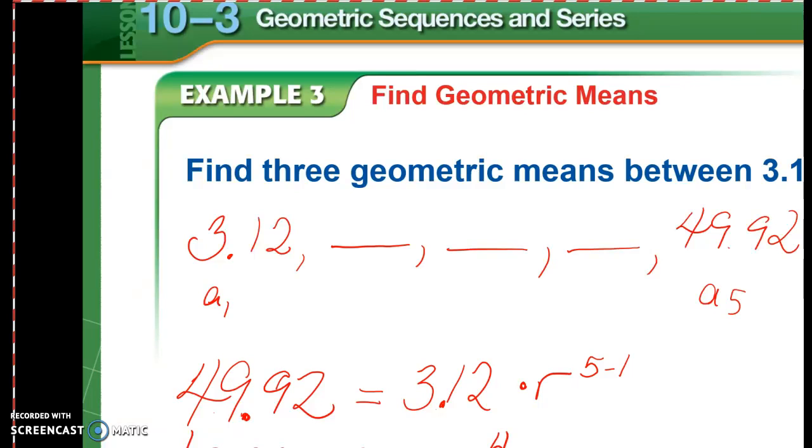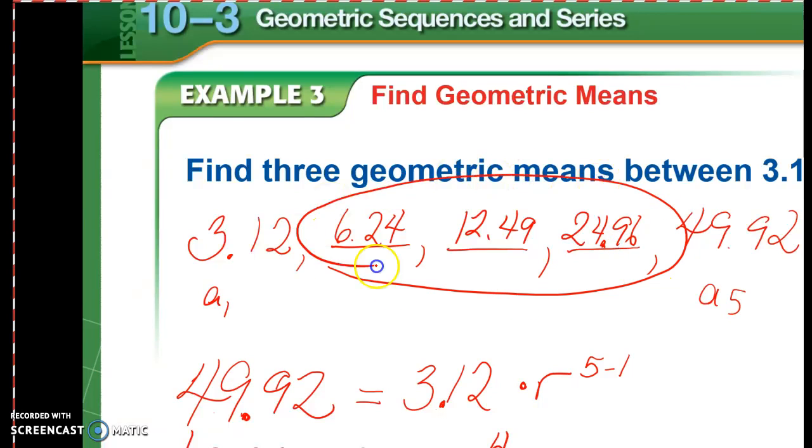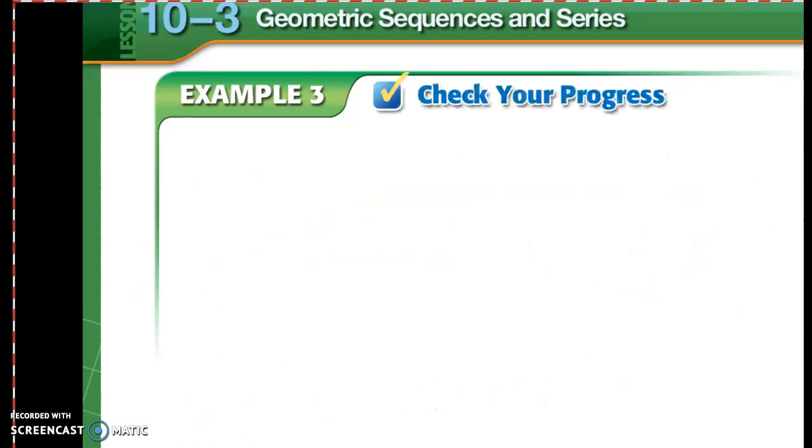So that means we're going to multiply by 2. So 3.12 times 2, 6.24. 12.48. 24.96, and then if I did times 2 again, I should get 49.92. So those are my three terms. So just really working on using that base equation for geometric sequences.